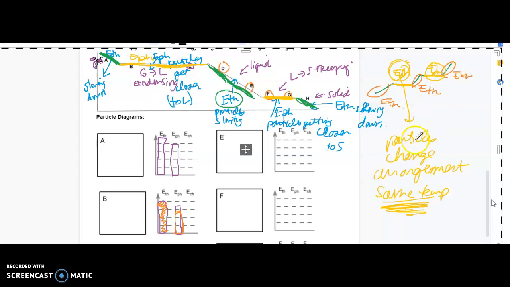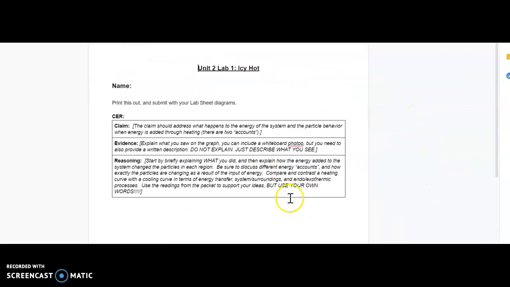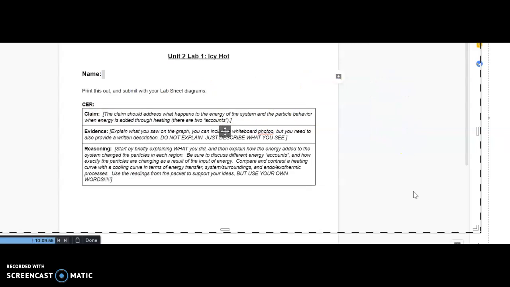Okay, all right, one more thing I want to talk about. So in your CER, I don't think I can write on this, no. All right, your claim should address... hold on, let me make a thing. All right, so here, now I can write on it. Okay, it's going. Okay, all right.